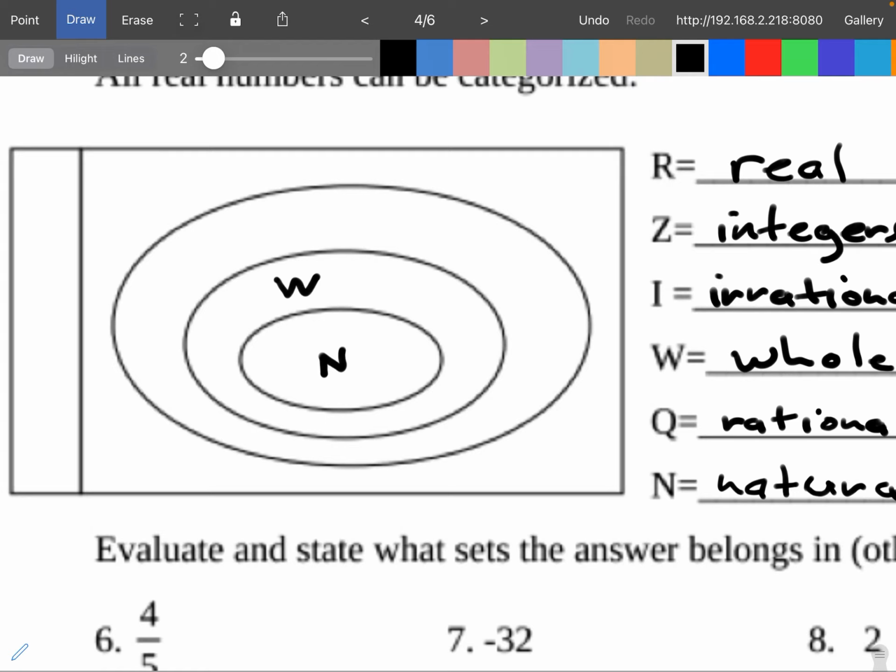What was the next one I did? After whole, what did I do? Yeah, integers. That was the Z. So Z would go here. Well, since the whole number oval is inside the integer oval, that means every whole number is also an integer. And then what do we do after integer?